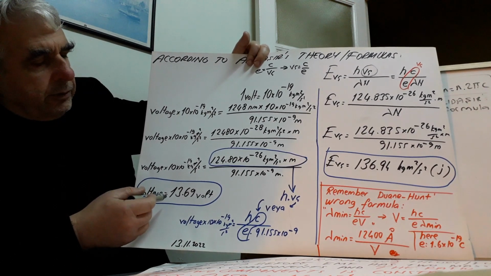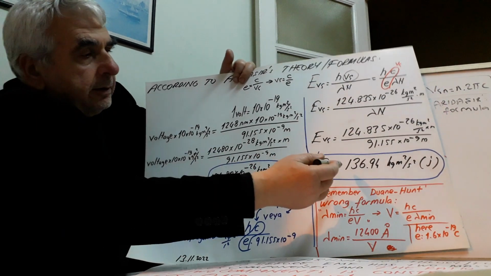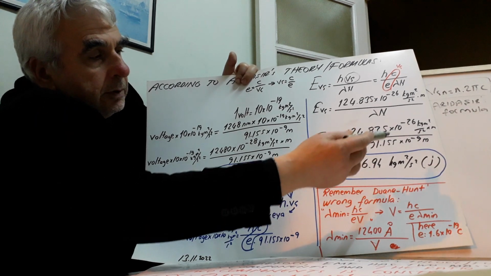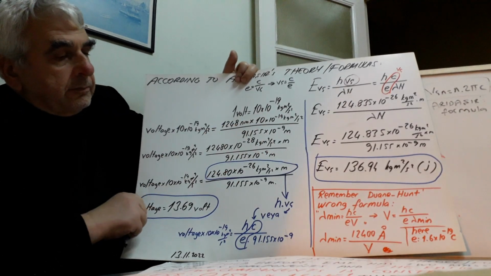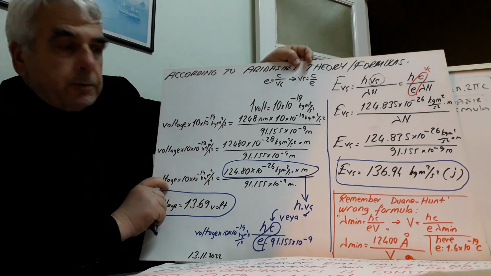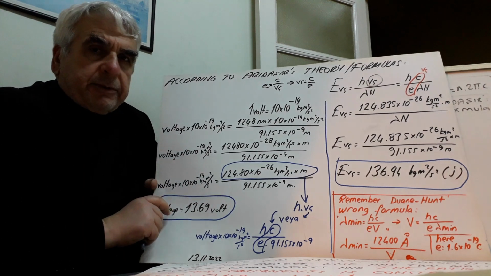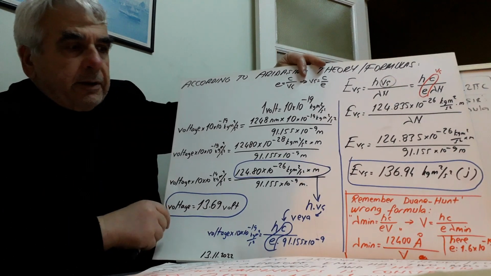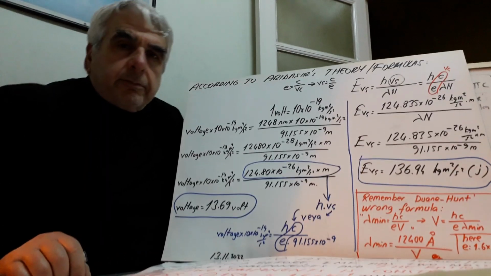Voltage is equal to 13.69 volt. Here, 136.94 joule, kilogram meter square divided by second square. 10 times greater in joule. Electron volt concept and elementary charge concept confuse our minds.